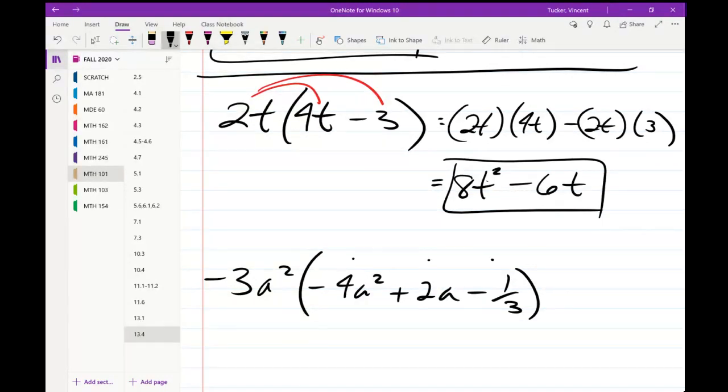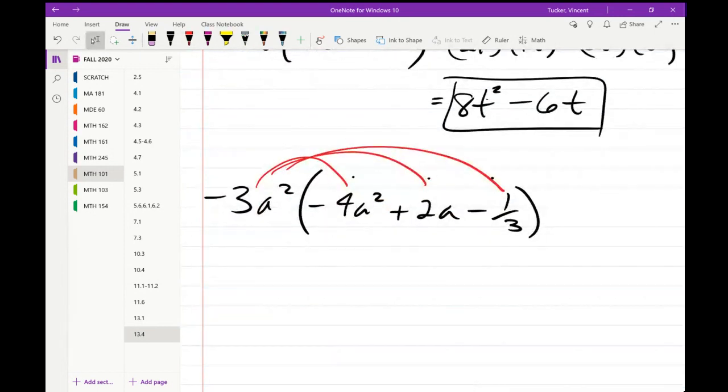All right. Next one, we're going to take negative 3a squared, distribute. So negative 3 times negative 4 is a positive 12. a squared times a squared is a to the 4th. Negative 3 times 2 is negative 6. a squared times a to the 1st is a cubed.